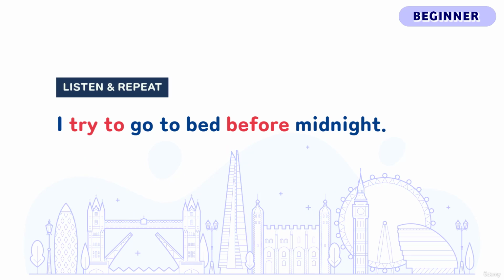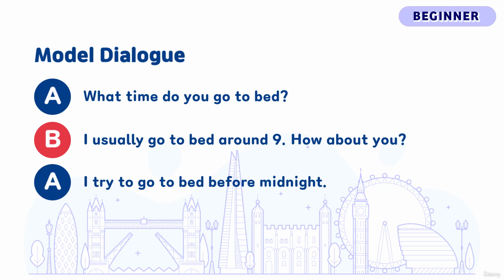Let's practice saying these sentences. I try to go to bed before midnight. I try to go to bed before 10. I try to go to bed before 9:30. I try to go to bed before 1 a.m. Fantastic effort, well done. Now, before we do the final practice, let's listen to the whole dialogue again.